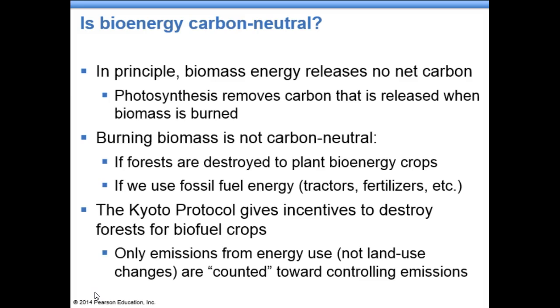If we have to use fossil fuel energy, like in our tractors or for fertilizers or pesticides, then we're putting more carbon dioxide into the atmosphere. The Kyoto Protocol gives us incentives to destroy forest for biofuel crops, which is surprising. But only emissions from energy use, not land use changes, are counted towards the controlling of the emissions.